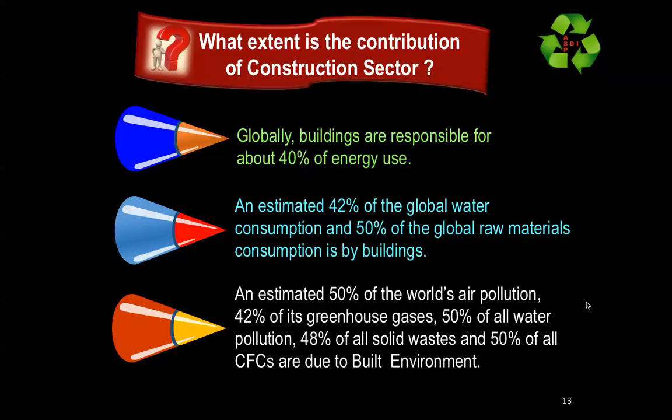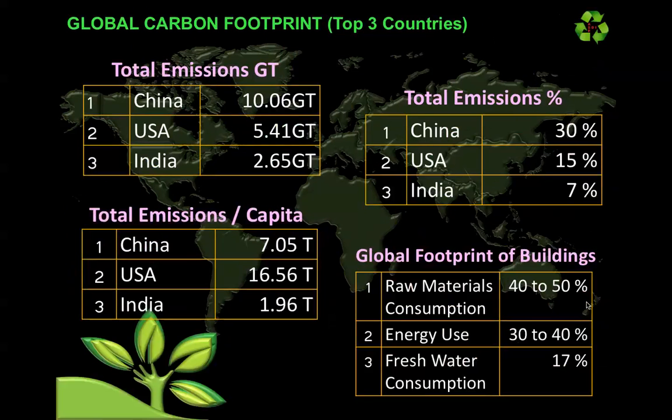Now, once we understand the extent of the contribution by the construction sector, let us look at the global overview of the carbon footprint of the construction industry. Let us take only the top 3 countries into consideration. For example, China has the highest GHG emission, USA comes next, then India. So look at the differences in figures: 10.10 gigatons against 2.65 gigatons. Similarly, we have the global footprint of buildings, raw material consumption, and energy use. The table is quite self-explanatory.